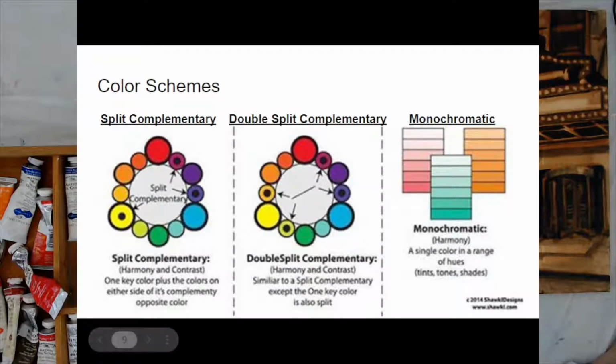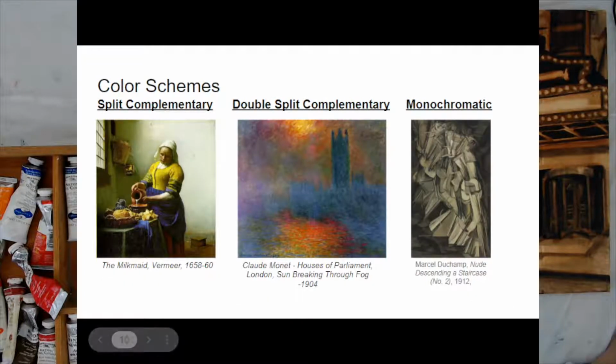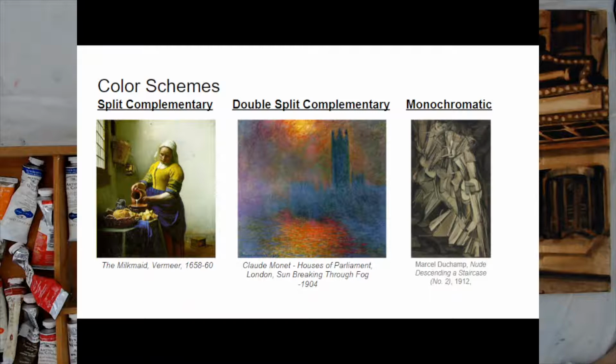All right, so for examples, we have the split complement here. We have The Milkmaid by Vermeer. We have Claude Monet's Houses of Parliament, Sun Breaking Through Fog for our double split complement. And then I have Nude Descending a Staircase by Marcel Duchamp to show you a monochromatic color scheme. This has both tints and shades in it, but it's monochromatic. Picking one color and we're either lightening with white or we're darkening it with black.